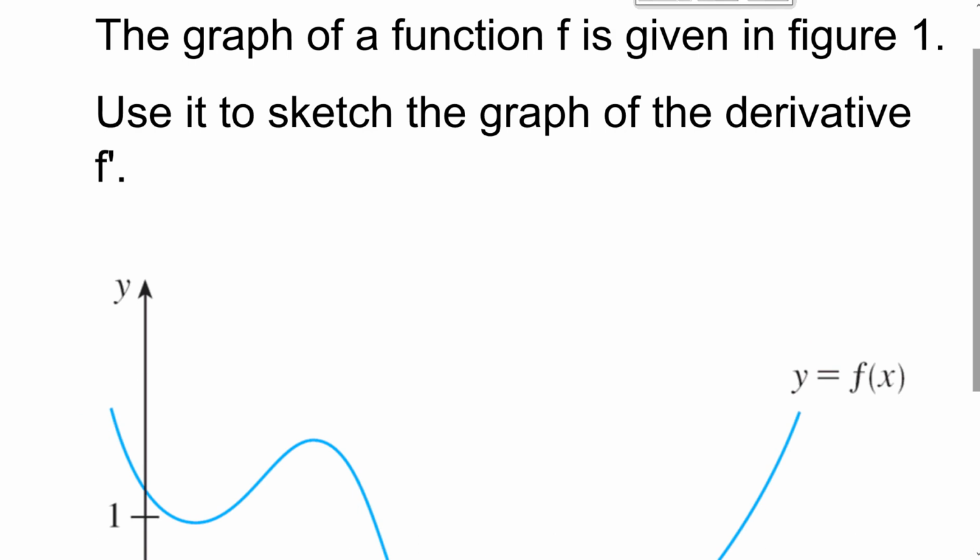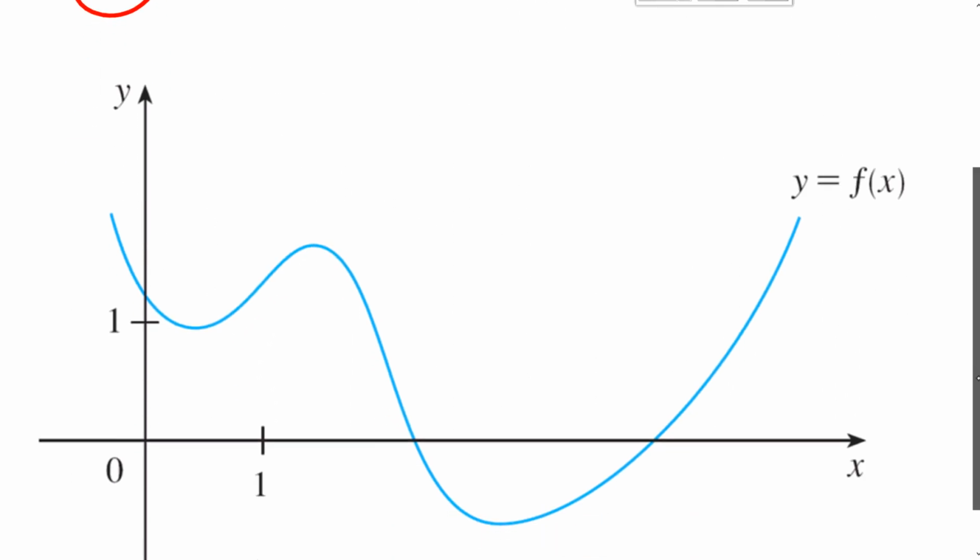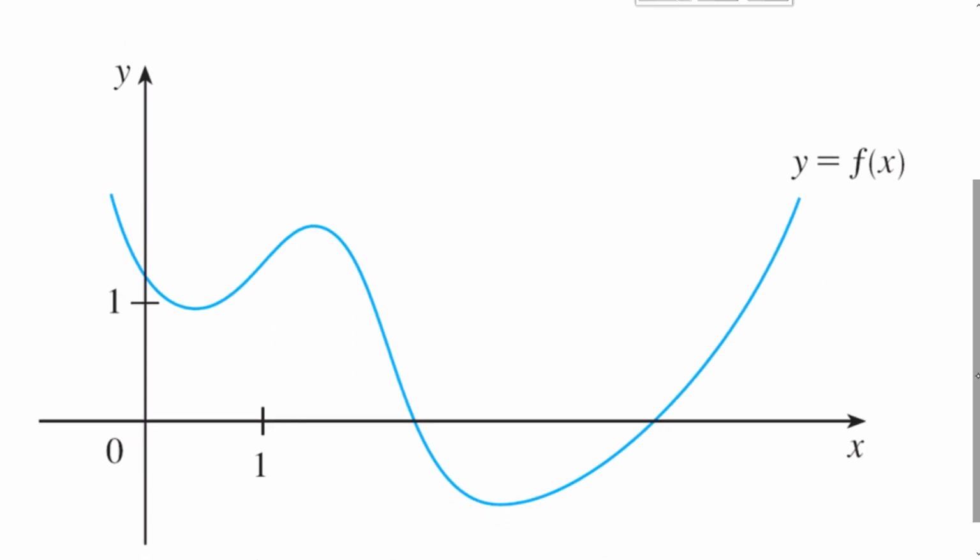So here we'll look at the graph of this function f. So here's our equation, y equals f of x, and we want to look at this figure and then sketch the derivative f prime. So here's our function. So our x's are all going to be the same. So I have this x of 1. And then I just want to graph the derivative from this function. So my x's are going to be the same.